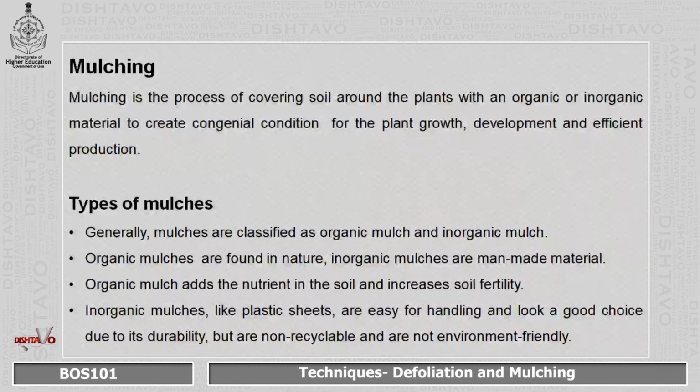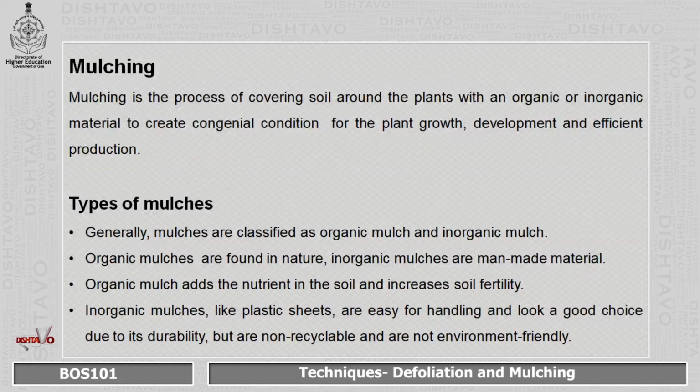Now coming on to mulching, it is a process of covering soil around the plants with an organic or inorganic material to create congenial conditions for plant growth, development and efficient production. Types of mulches. Generally, mulches are classified as organic mulch and inorganic mulch. Organic mulches are found in nature and inorganic mulches are man-made material. Organic mulch adds nutrients to the soil and increases soil fertility.